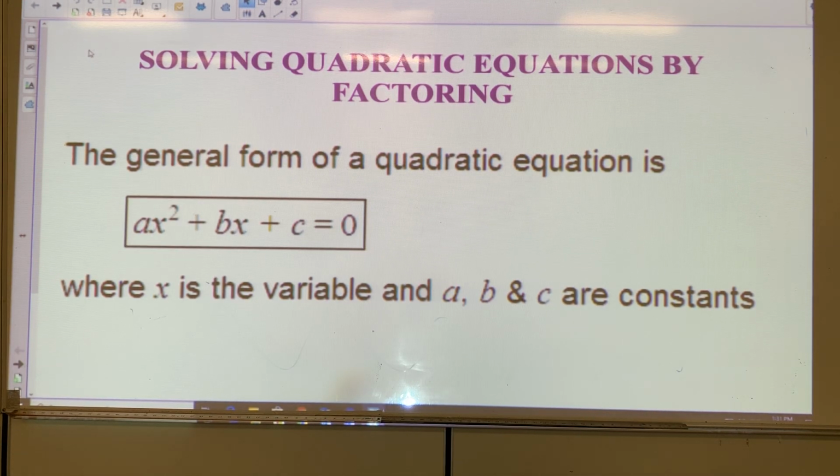Okay, here we are, March 2020. Another lesson. We're doing what? This is 3.2? Yep. 3.2, solving quadratic equations by factoring.